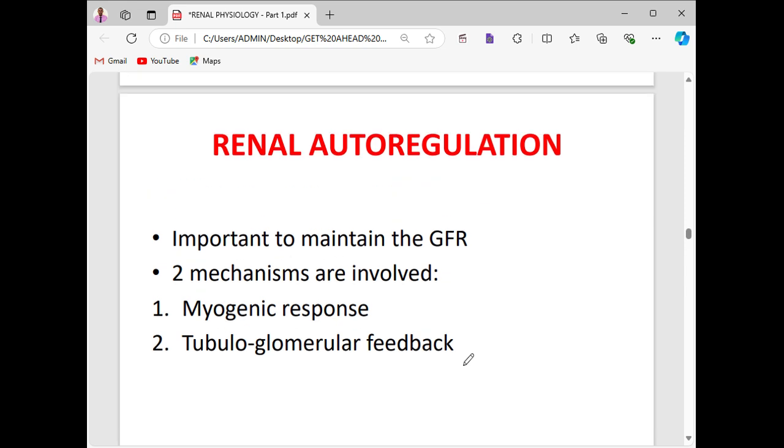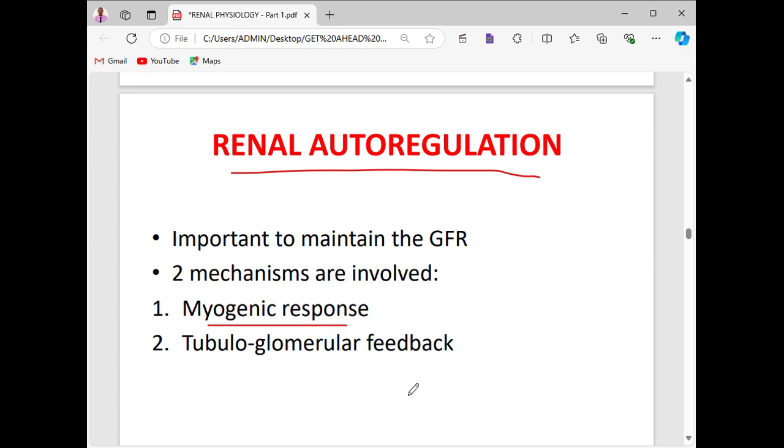Then when we talk about renal autoregulation, this renal autoregulation is very important in the sense that it helps to maintain the glomerular filtration rate. So let's start, because there are two main mechanisms as far as renal autoregulation is concerned. We have the myogenic response.